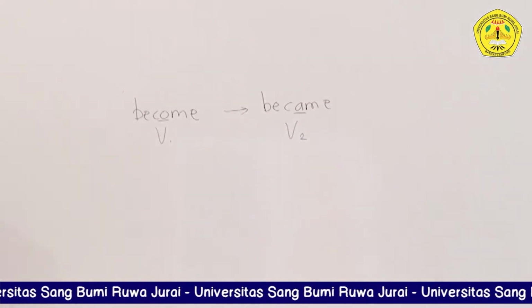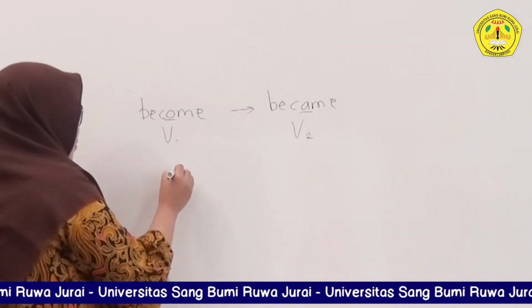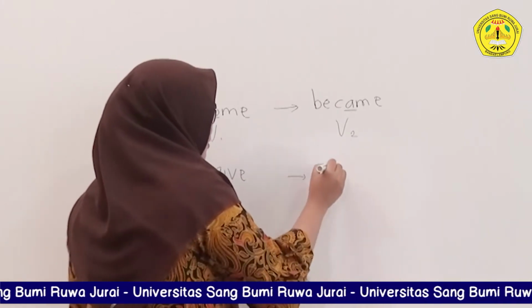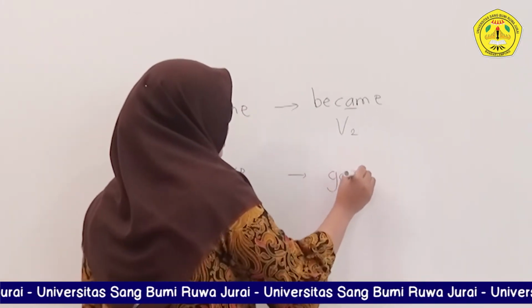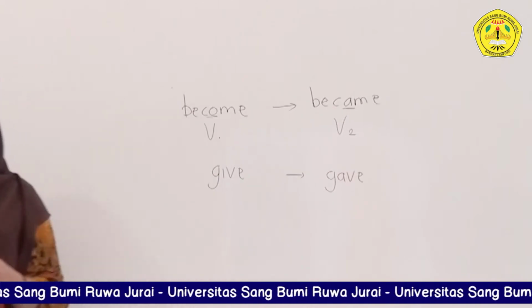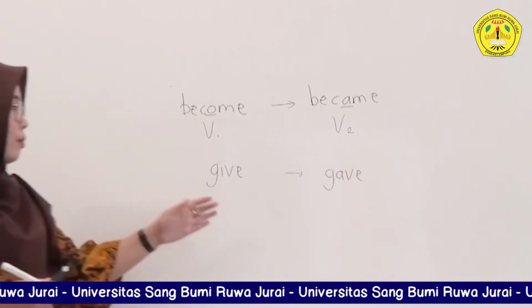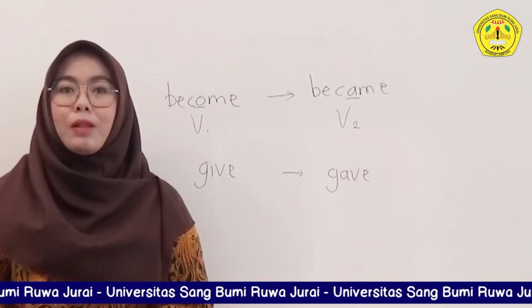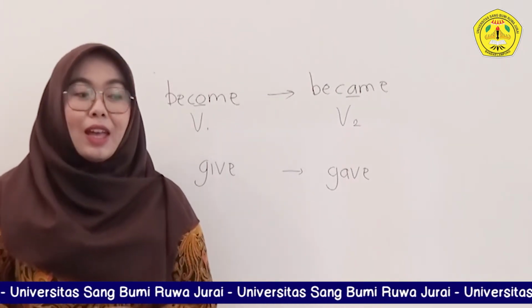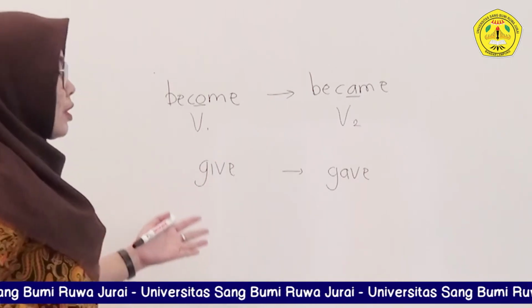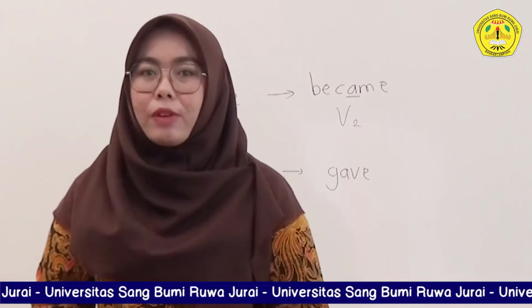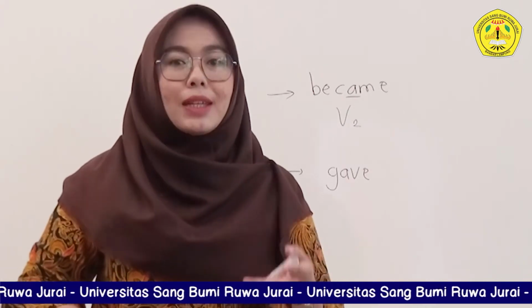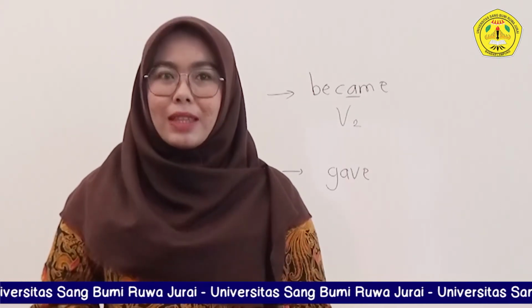Okay, so another example is give, becomes gave. This is the different form from verb 1 and verb 2. So we will use verb 2 in a simple past tense. Okay, hopefully you got a little bit of material about regular and irregular verbs in a simple past tense, because this is the basic of how to make a sentence by using simple past tense.